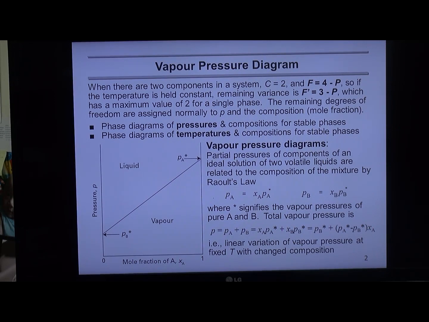So in chapter 4, when there is only one component, pure substance, and there is one phase, one stable phase, then according to phase rule, F is C minus P plus 2. If there is one component, C is 1, and one stable phase, P is 1, then the variance F is 2. So we can independently change temperature and pressure at the same time, right?